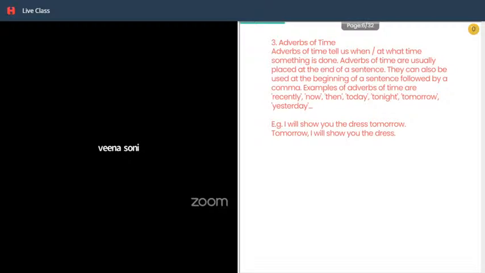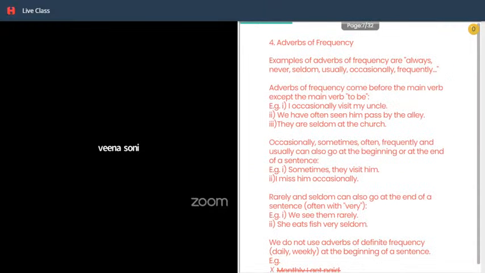So I will show you the dress tomorrow. So I will show you the dress. So we are coming just after the object you, where you are talking about the dress, and the time as to when you are going to show it. Okay. Let's see the slide, the next adverb.